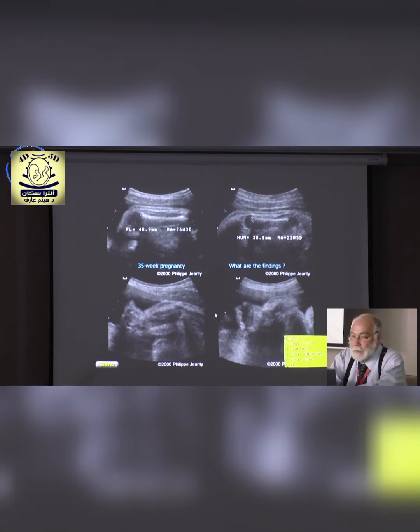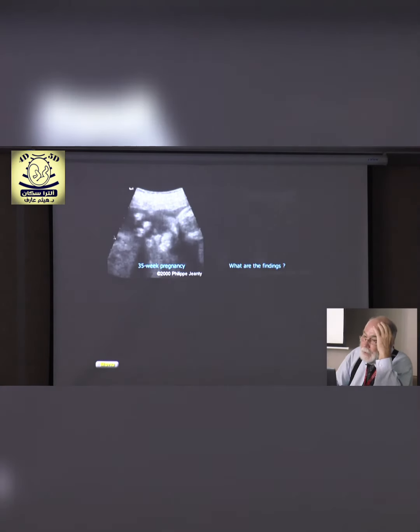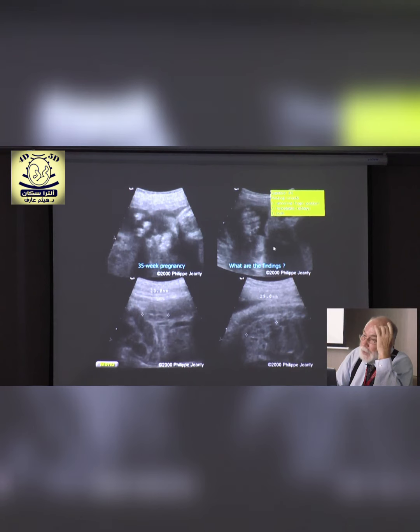This is another one that gives us a lot of trouble. This is a 35-week pregnancy. Femur is measuring 26 weeks, uterus is measuring 23 weeks. You see the baby has a lot of soft tissue, so it's not growth restricted. You see in the hand there's a single palmar crease here. In the other hand there's another single palmar crease. There's overlapping of the fifth finger over the forefinger, so the baby has clinodactyly.